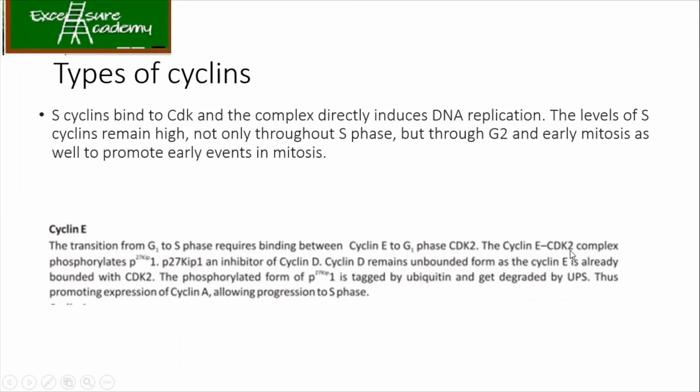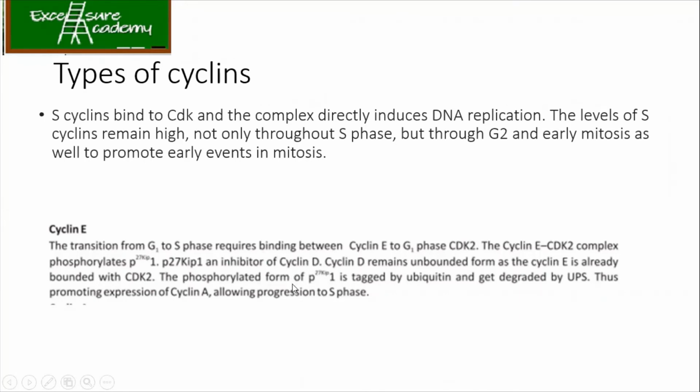Cyclin E and CDK2 complex will phosphorylate your KIP inhibitor of cyclin D. Remember, CIP and KIP inhibitors are there. So cyclin E-CDK2 is going to phosphorylate your KIP inhibitor of cyclin D. So cyclin D remains in unbound form as the cyclin E is already bound with the CDK2. What will happen because of this? The cyclin D's job was to activate more of RB so that more E2F is there and cyclin E is there. Now that is stopped.